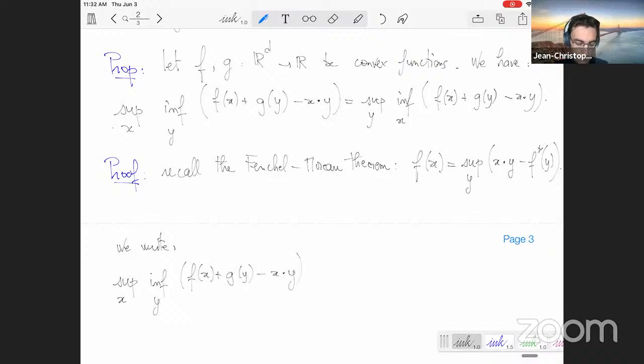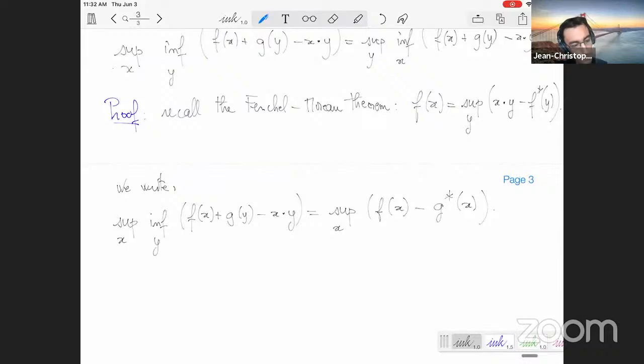So I start with the left-hand side. Let's say that when I do this inf over y of g of y minus x dot y, this is minus g star of x. So this is the same as sup over x of f of x minus g star of x. Right? And now I'm using this Fenchel-Moreau thing that I recorded at the beginning. So I'm going to rewrite f according to the Fenchel-Moreau formula above.